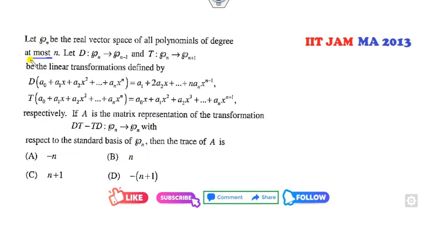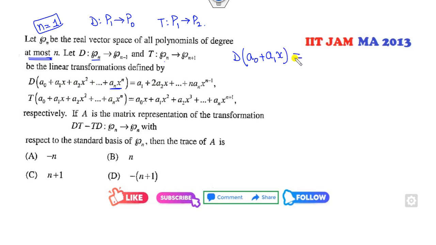Okay, Pn is up again, n is not given, so I can simply choose n is my 1. So what is that? Capital D is the mapping from P1 to P0, and capital T is the mapping from P1 to P2, such that when you take n is 1, it will be my a0 plus a1x. The right hand side will be only a1, because when n is 1, it's a0. Capital T, when n is 1, it is a0 plus a1x. It will be a1 plus x square.